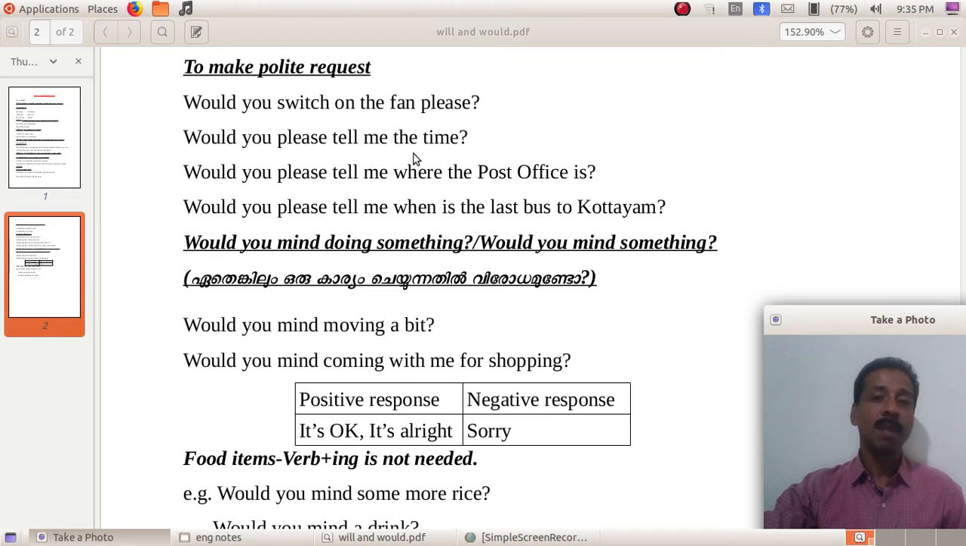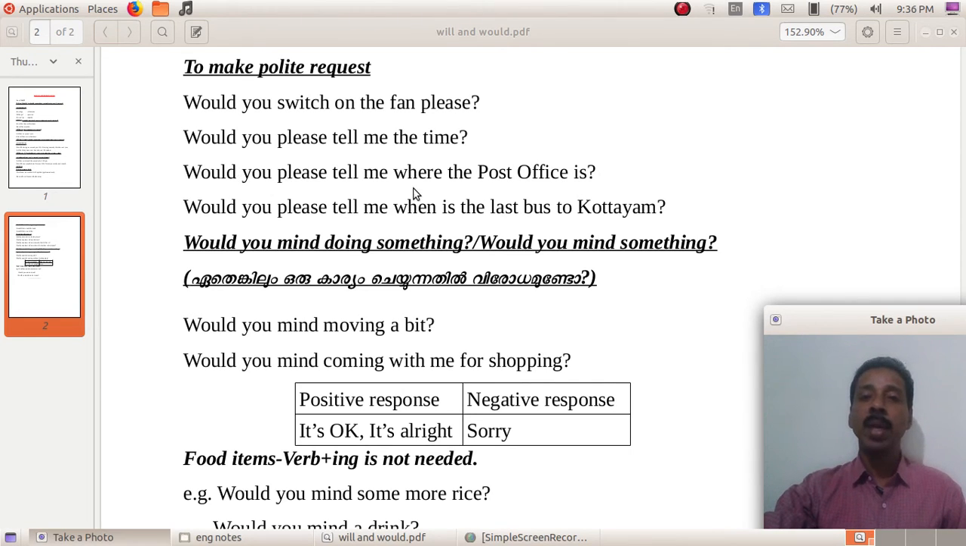Would you please tell me the time? If you have to find out the time, if you have to ask the time, this is the way to ask. Would you please tell me the time? Then would you please tell me where the post office is? If you have to ask where something is, this is the expression you have to use.